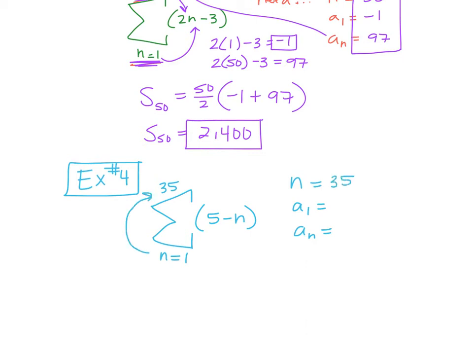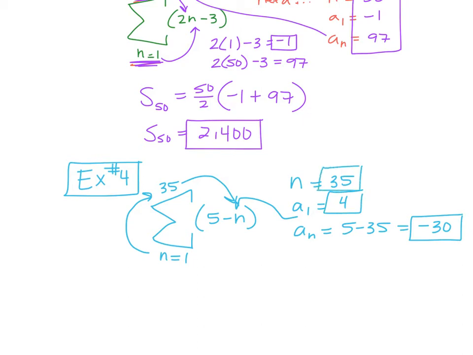Okay, so ask yourself, how many terms do I have from 1 to 35? There are 35 terms there. Our first term is if we plug a 1 in right here, 5 minus 1 is 4. And then our last term is if we plug a 35 in here, 5 minus 35, or negative 30. Okay, so we have these three numbers that we're going to plug into that sum equation.